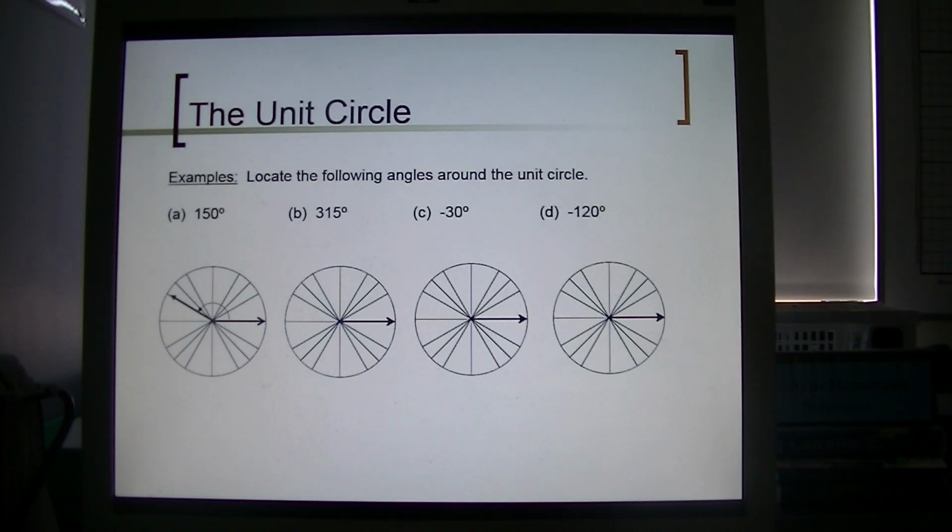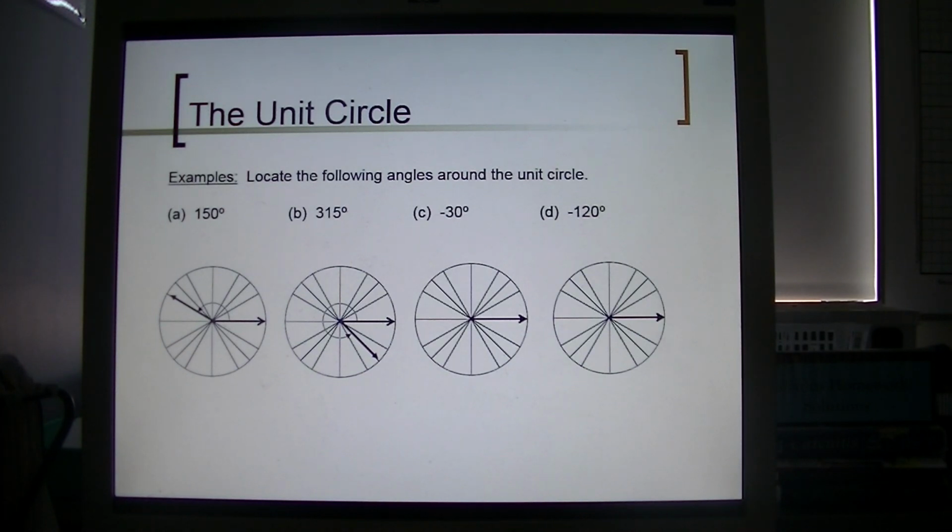Ethan, what quadrant are we in? For B. 270. Quadrant 4. Now, in quadrant 4, are we the one that's close to horizontal, close to vertical, or the one right in the middle? No. 315 is the one right in the middle of quadrant 4.